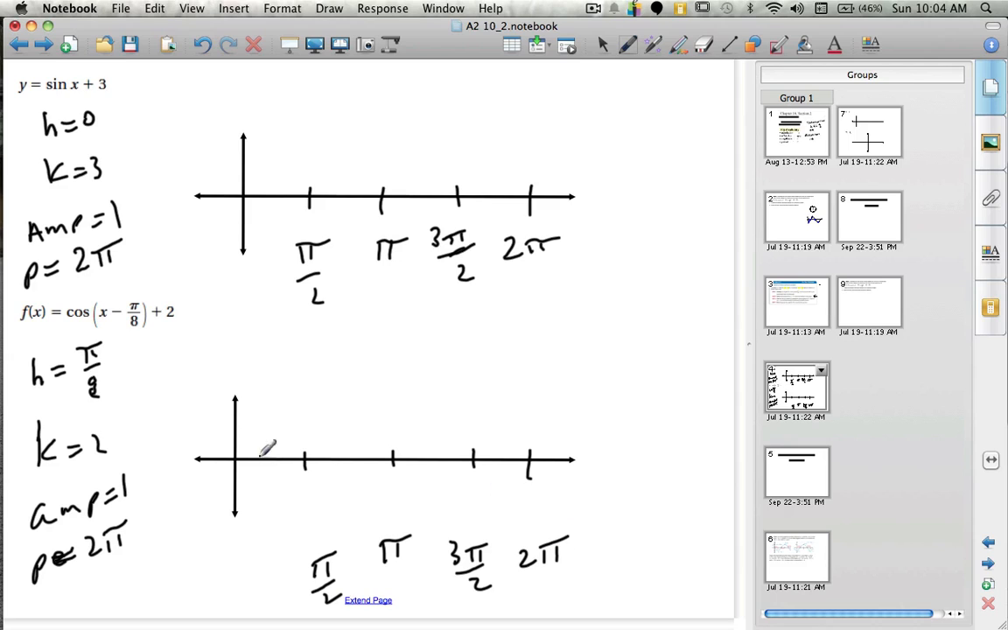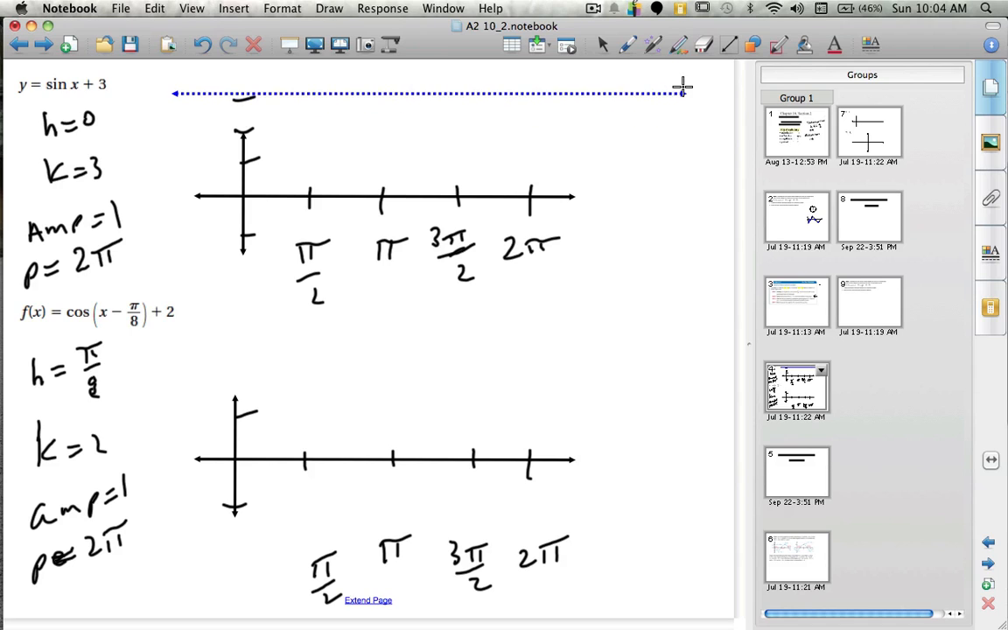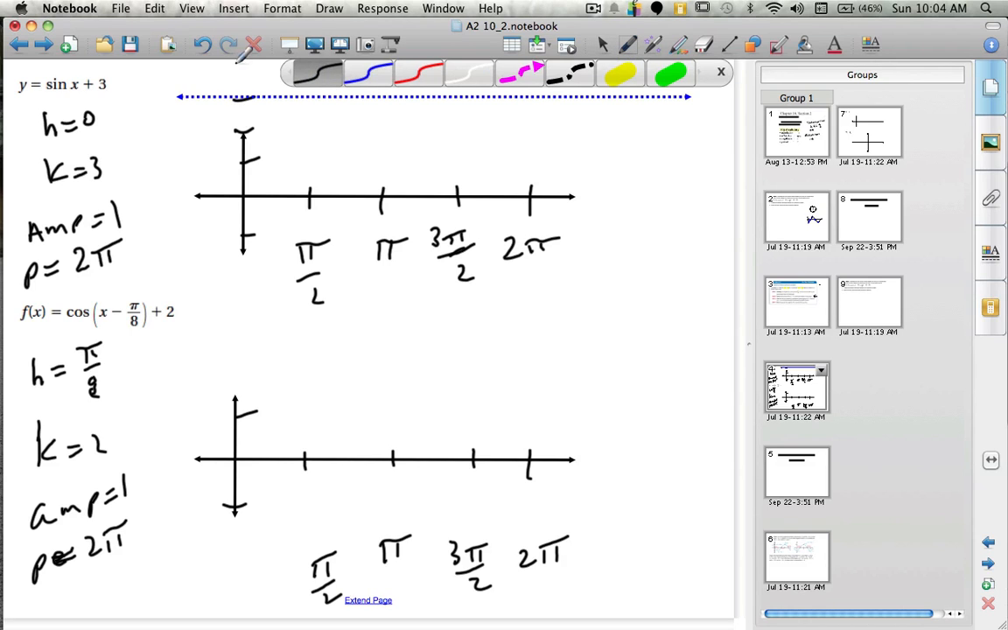And 2 pi, and I have an amplitude, 1 and negative 1, but that's not the whole story. So in this case, y is equal to k would be y is equal to 3. 1, 2, 3. So when we start looking at our midline, that's our midline, and that means that my amplitude is going to be 1 above and 1 below. So 4 and 2, this is y is equal to 3.